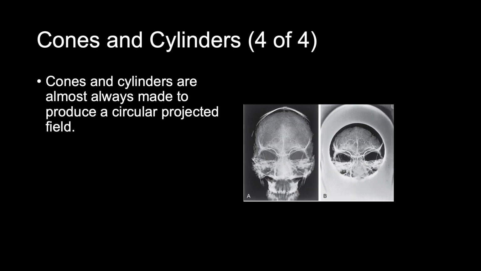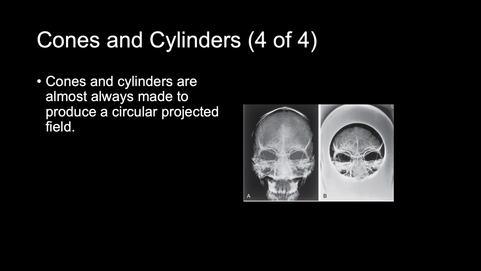Cones and cylinders are almost always made to produce a circular projected field, and they can be used to advantage for some radiographic procedures like the sinus exam, when we just want to see the sinuses. So if you look here at this image, A is not using a cylinder, so we're not really getting all the detail of the sinuses that we want to see. But B is using a cylinder, so you have captured all of the sinuses inside of that cylinder.